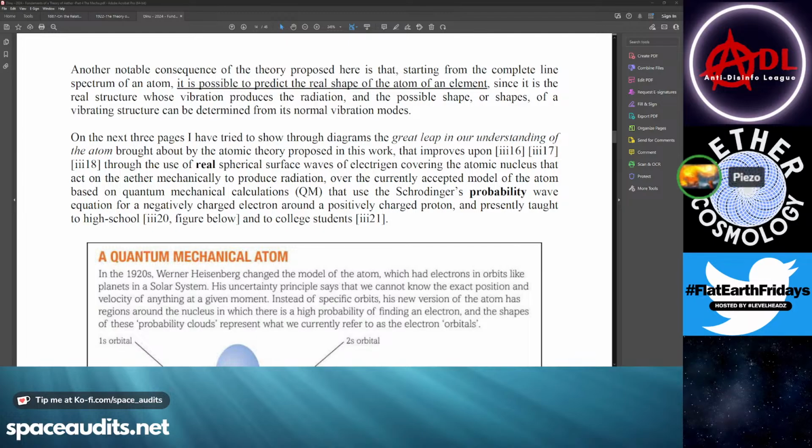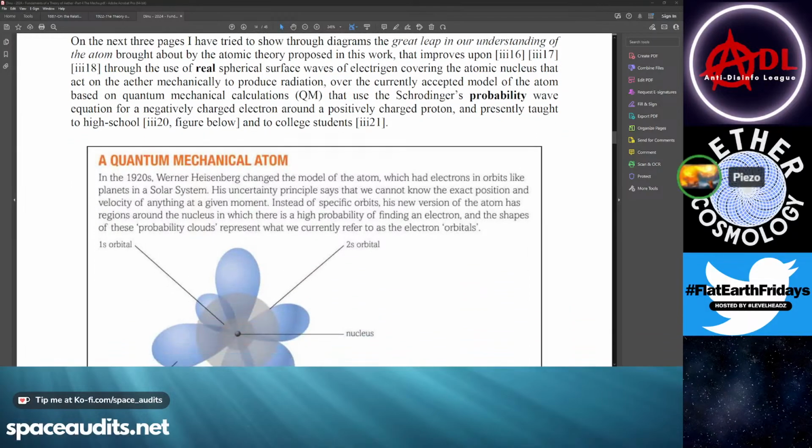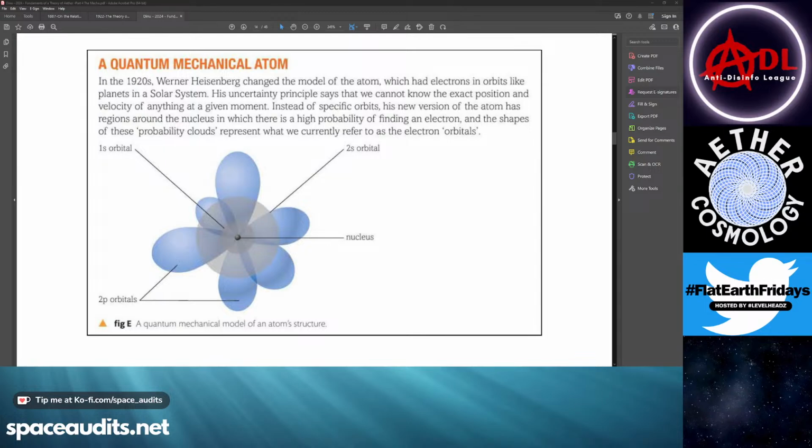On the next 3 pages, I have tried to show through diagrams the great leap in our understanding of the atom brought about by the atomic theory proposed in this work that improves upon 3, 16, 17, and 18 through the use of real spherical surface waves of electrogen covering the atomic nucleus that act on the ether mechanically to produce radiation, over the currently accepted model of the atom based on quantum mechanical calculations that use the Schrodinger probability wave equation for a negatively charged electron around a positively charged proton, and presently taught to high school and to college students. See, this is what we were talking about earlier.